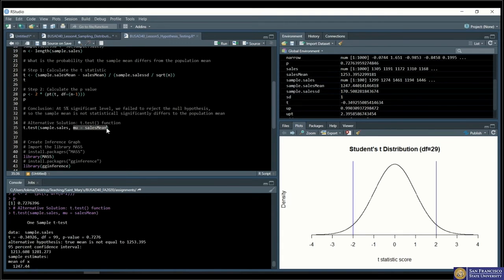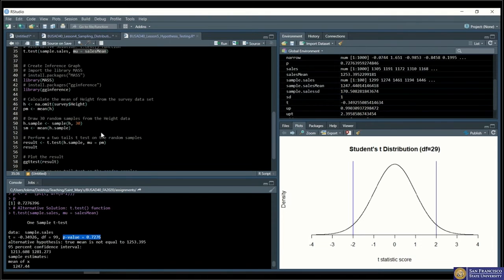If you are only given, let's say, the mean of the sample, the mean of the population, the standard deviation of the sample, and the number of observations, but you don't actually have the data sets, you cannot use the t-test function to calculate the p-values to test your hypothesis. Okay.